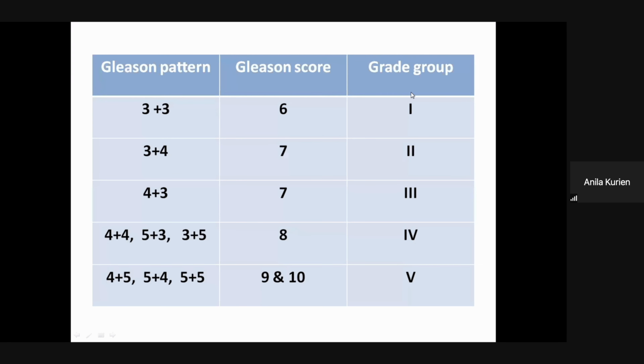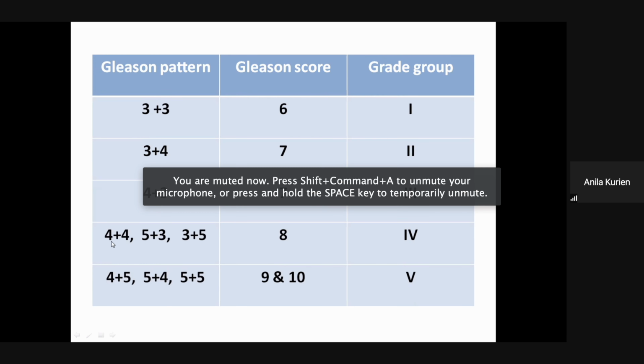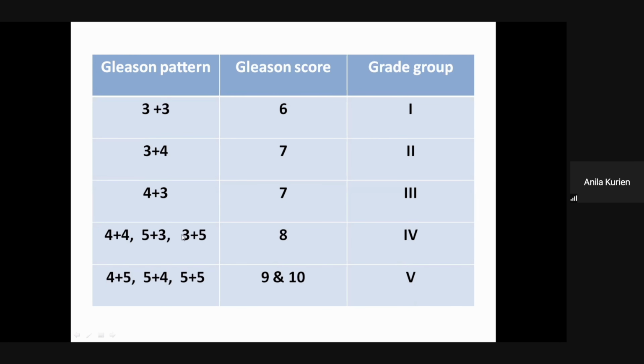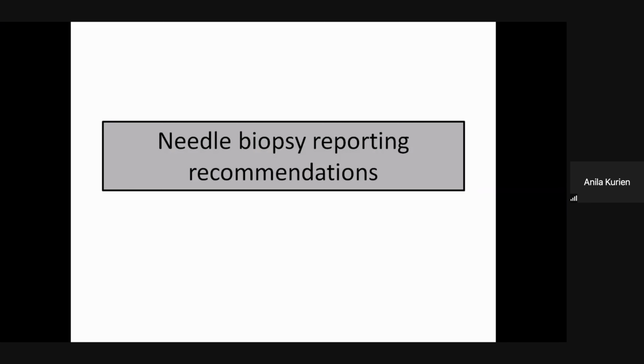So you're all aware of these 5 groups. My prediction is that this group 4 is a little unstable here, because we all know a pattern 3 predominant with a little bit of 5 may not behave as just a pattern 4. So we can probably expect something to happen in grade group 4 in the next revision of ISUP. But as of now, this is the system we follow.